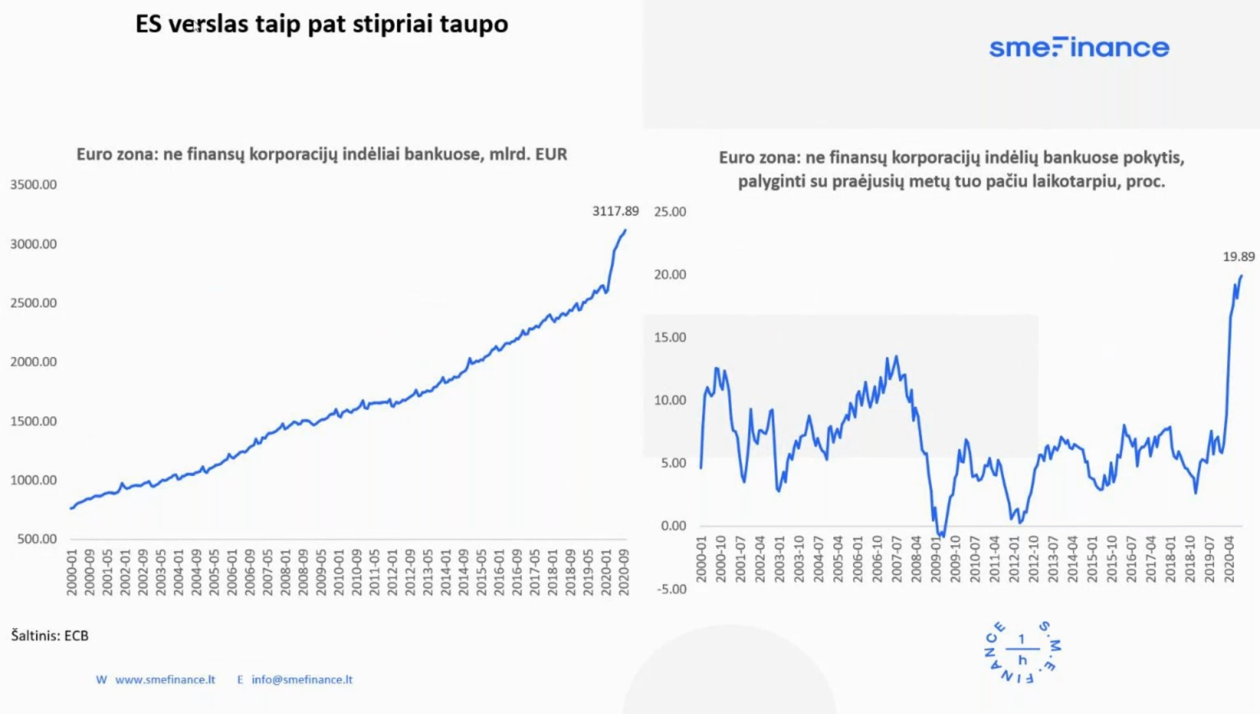So if your company is very much dependent on changes in, for example, retail trade or domestic demand, you should expect and you should prepare right now for a very dynamic recovery of the European economy, which will happen in the second part of next year.